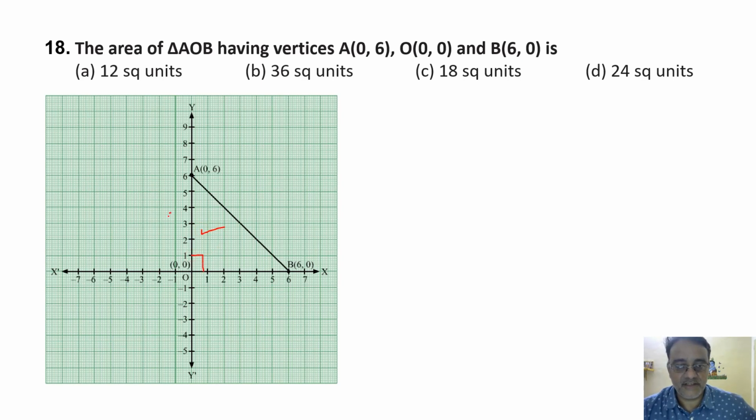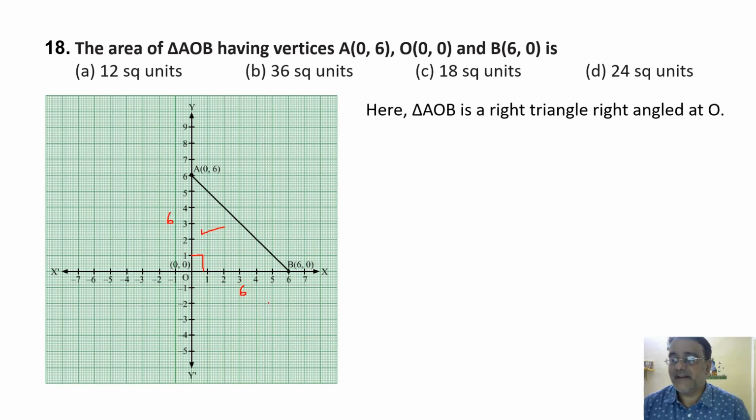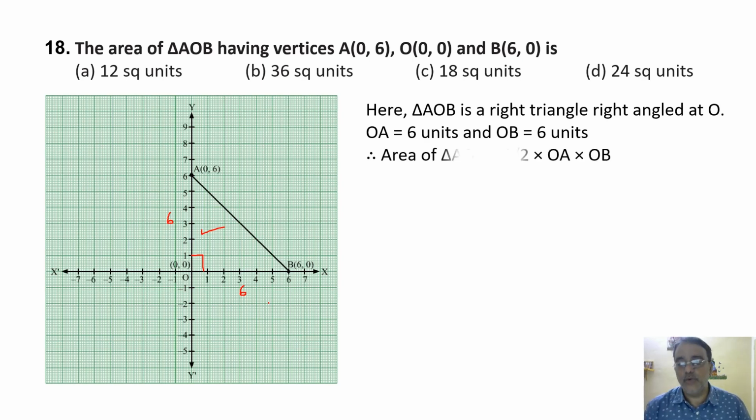So half into, and this is 6 unit, and this length is also 6 unit. Okay, so here triangle AOB is a right angle at O, and OA is equal to 6 units, OB is equal to 6 units. So area of triangle AOB is equal to half into base into height, that is half into OA into OB. Now substitute OA and OB, that is 6 into 6.